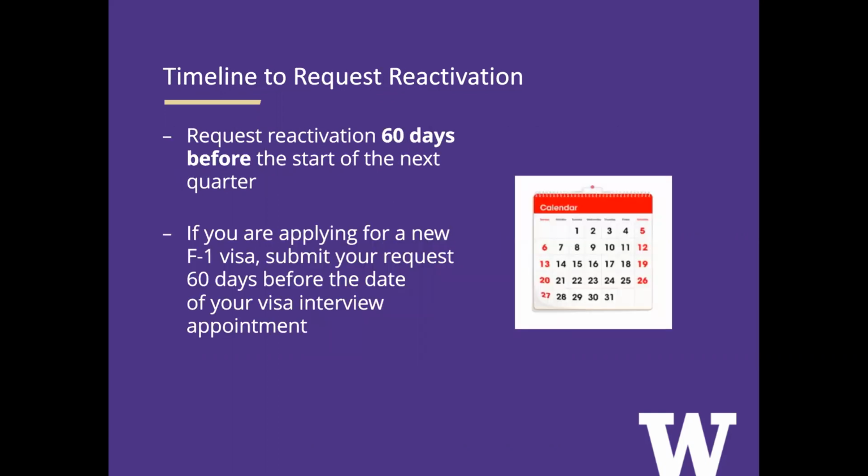You should request your reactivation 60 days before the start of the next quarter. Please do not submit it sooner than this because we are unable to process your request any earlier. The only exception is if you are applying for a new F1 visa. If you need to apply for a new F1 visa, you may submit your reactivation request 60 days before the date of your visa interview appointment.